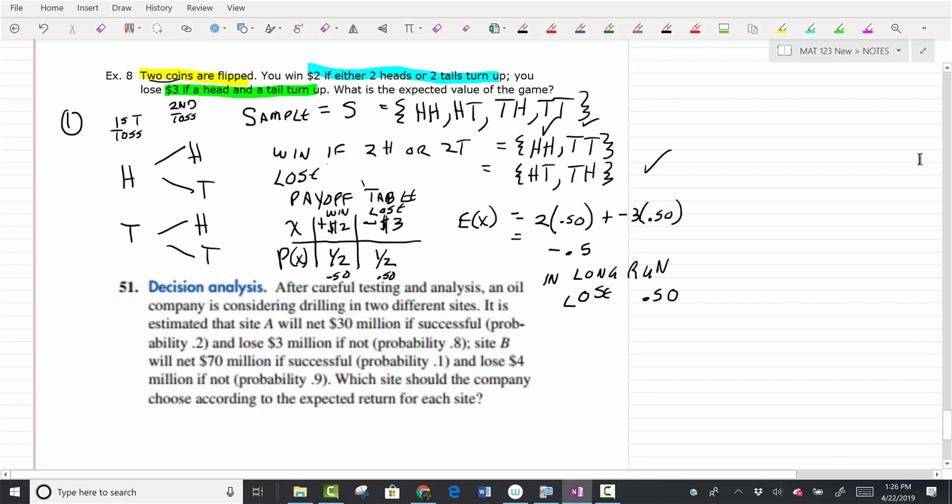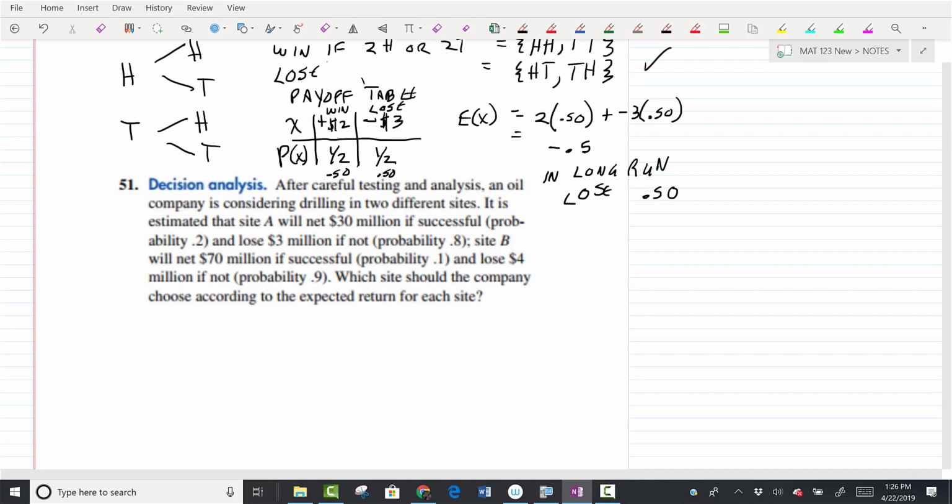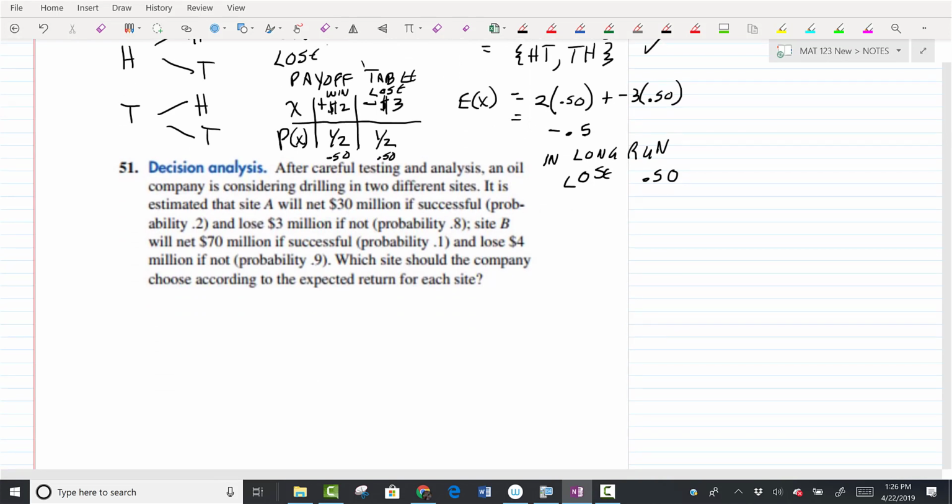Okay. All right, I'm going to look at this last example on here, and this is one more thing that I want to look at, with some data analysis. So let's see, I'm going to see if I remember what this problem is saying. It says after careful testing and analysis, an oil company is considering drilling in 2 different sites. It's estimated that site A will net $30 million if successful, and they will lose $3 million if not.